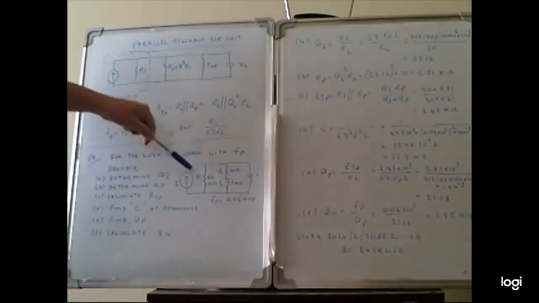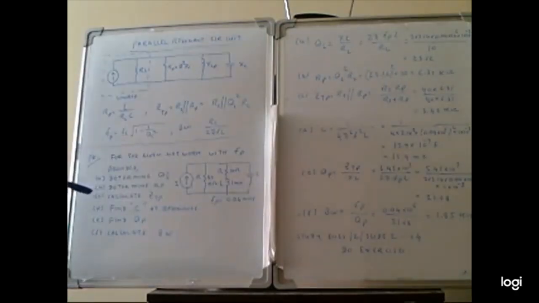Those are the parallel resonance circuit formulas. Based on the whole formula, we have solved this problem. For the given network, FP is provided, FP is 0.04 megahertz. We need to determine the QP, the RB, the ZTB, the capacitance value, and the resonance. We need to determine the quality factor QP and bandwidth.